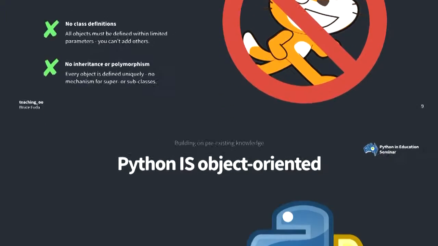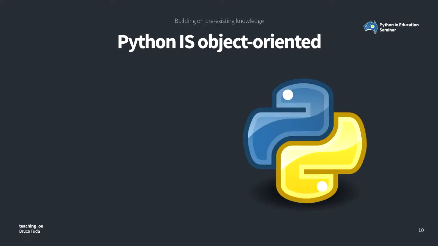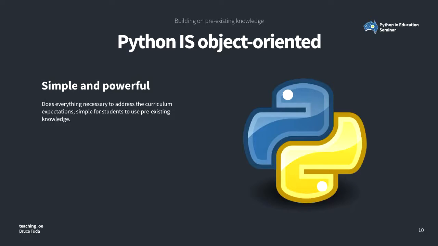So one of the great things about Python is that it's object-oriented, but it's also a language that we can introduce earlier on as a general purpose programming language in Year 7 and 8. So I think one of the benefits of Python, and the reason we use it extensively in our programming, is that it's very, very simple, it's very, very powerful, and it does everything we need to be able to address the curriculum expectations.